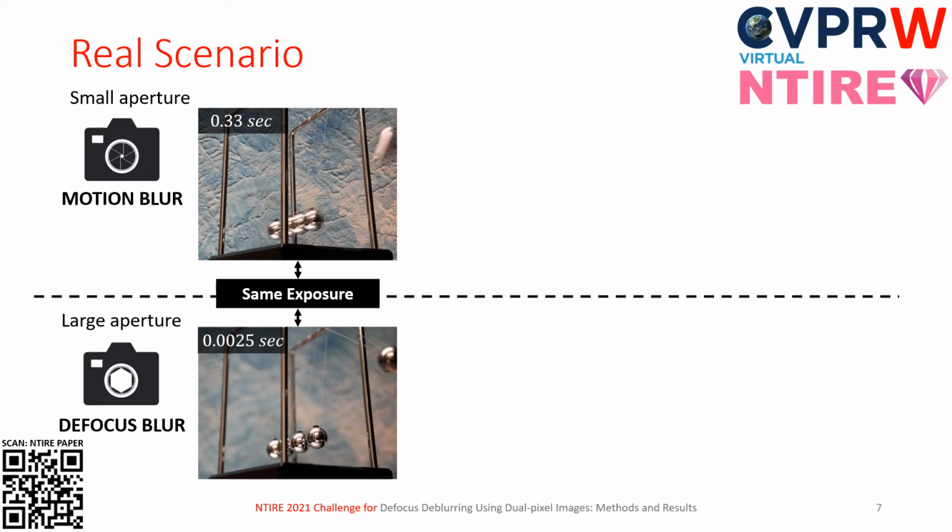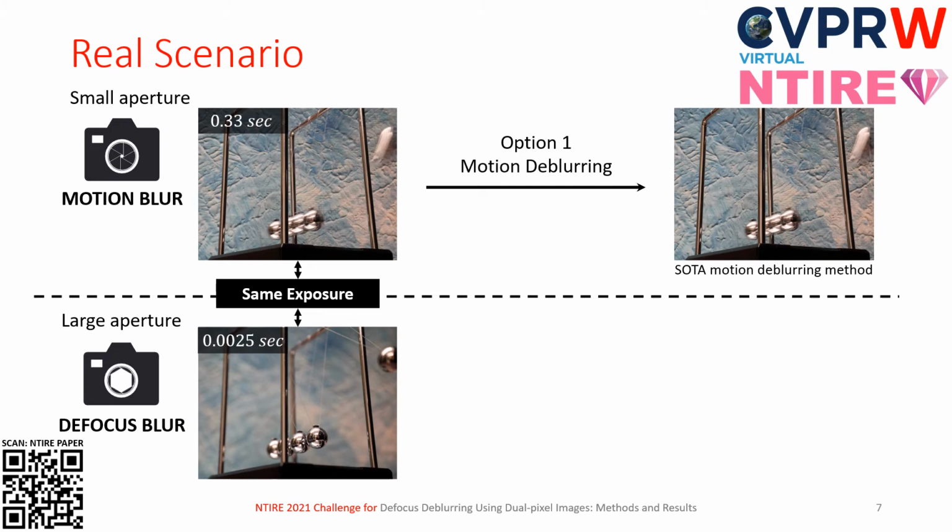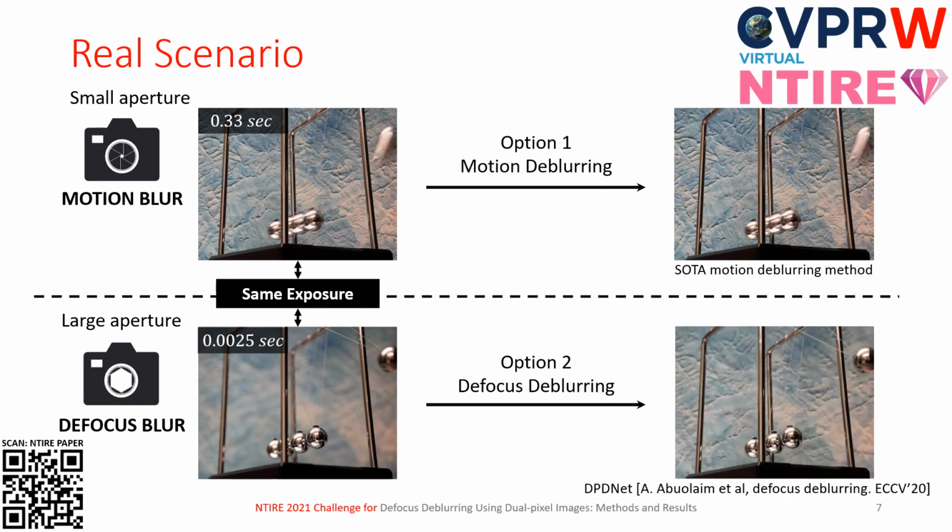Now, we have two options to deblur the images. First, motion deblurring using a state-of-the-art method, or second, defocus deblurring using our method published in ECCV 2020. So for this specific case, option 2 is the way to go, as the deblurring results are better. And the message out of this is that defocus deblurring is as important as motion deblurring in many cases.